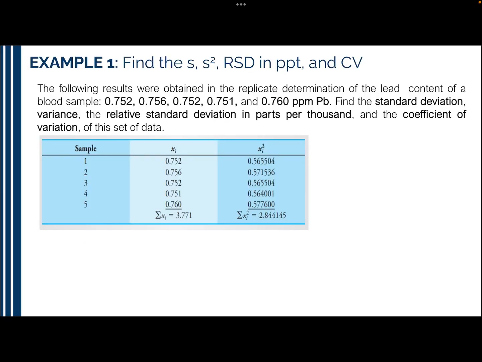Okay, so we will now have an example. The following results were obtained in the replicate determination of lead content of a blood sample: 0.752, 0.756, 0.752, 0.751, and 0.760 ppm. Find the standard deviation, variance, relative standard deviation in parts per thousand, and the coefficient of variation for this set of data.